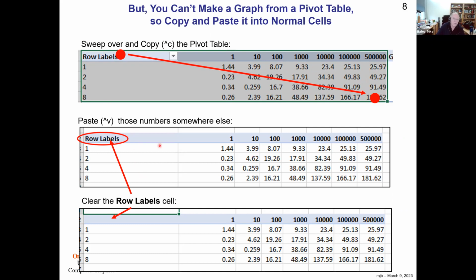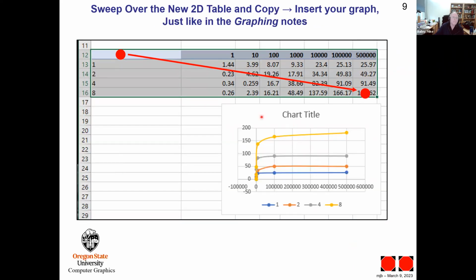All right, so we pasted, got this. You get rid of that row labels. And now from here to here is exactly what you needed to make the graph. We sweep from here to here, do a copy, do an insert into the graphs, and here's what you've got. Okay.